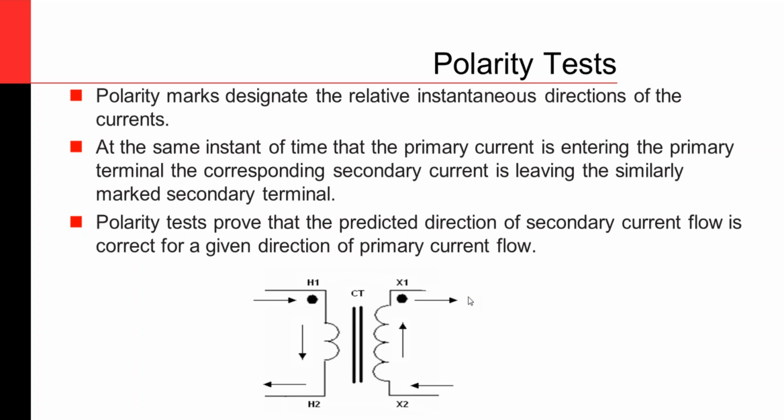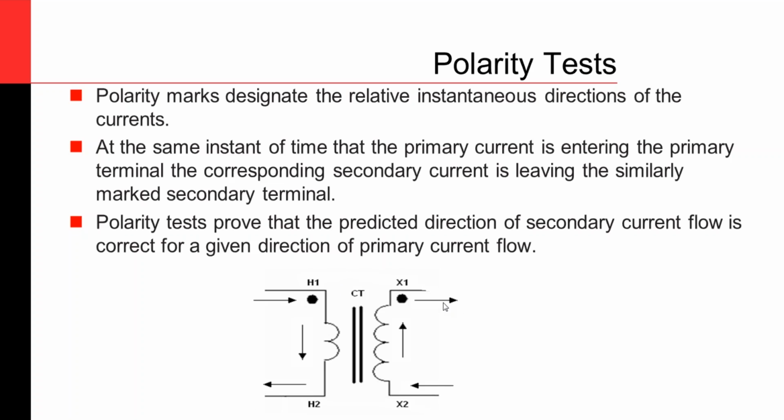So, the polarity test. Make sure that, as a law, the current entering into the pole is proportionately equal to the current exiting the dot. So you have to test that. At the same instant of time, the primary current entering the terminal of the primary and the secondary current exiting the secondary should be proportional to each other. That's one of the main reasons why you do a polarity test.